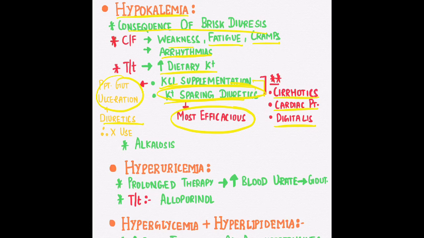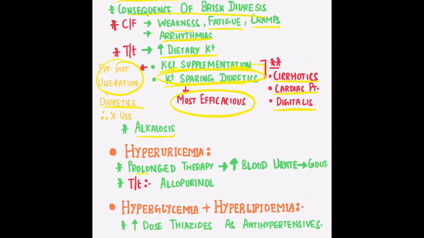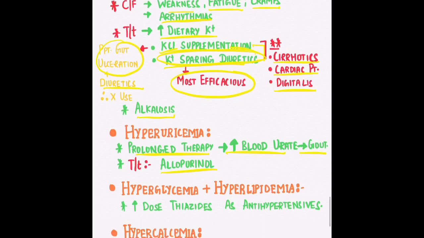Thiazides may also cause alkalosis with hypokalemia as we have discussed earlier. Prolonged therapy with thiazides may also cause a rise in blood urate which might further precipitate as gout. It can be treated by use of allopurinol.